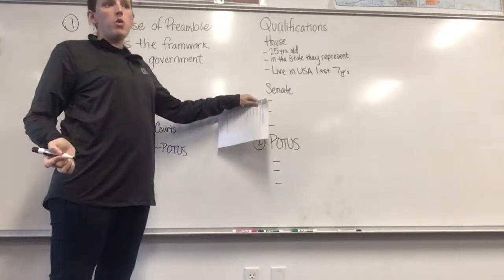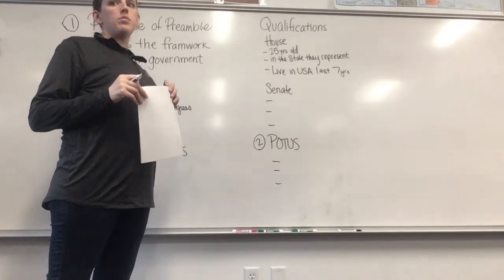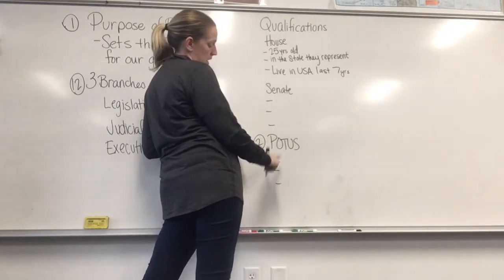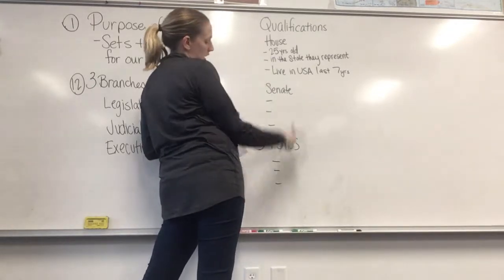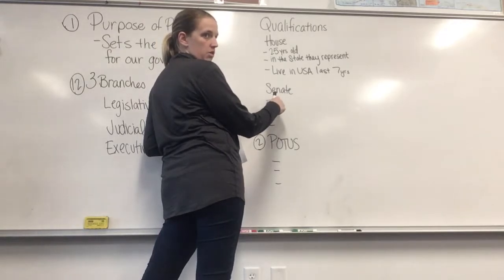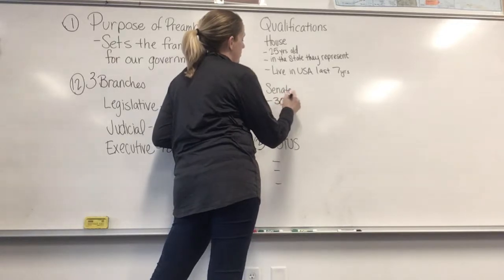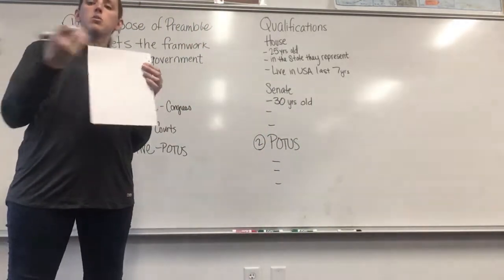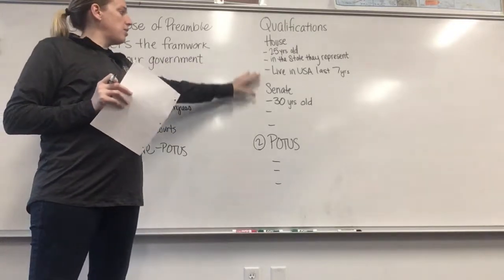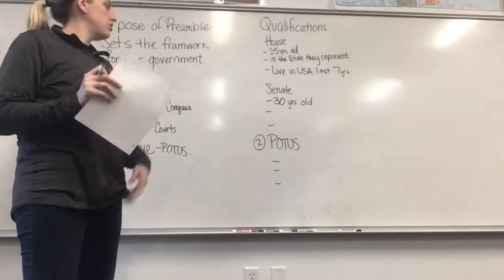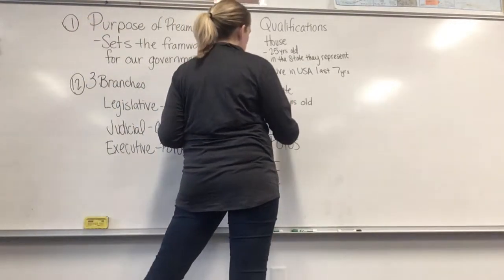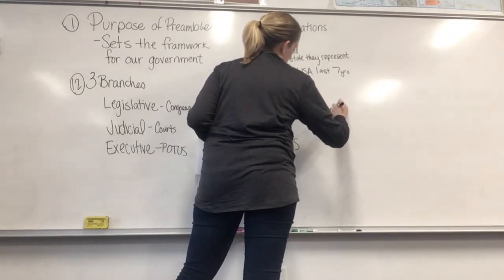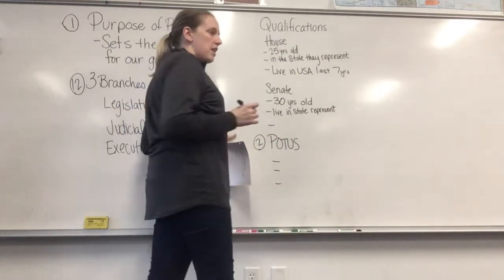Now, to be a senator, what are the qualifications? How old? It's not 25 and it's not 35, it's in the middle. 30. You have to be 30 years old to be a senator. This is not one of your questions, so this would be a good thing to write on the back or in a margin. The House and the Senate one, for some reason, is not on your study guide, so I apologize. Write this somewhere. You have to live in the state you represent, and they have to live in the United States for at least the last 9 years.